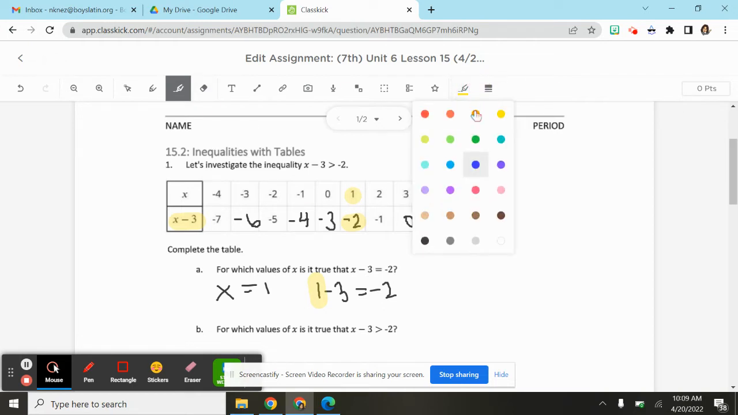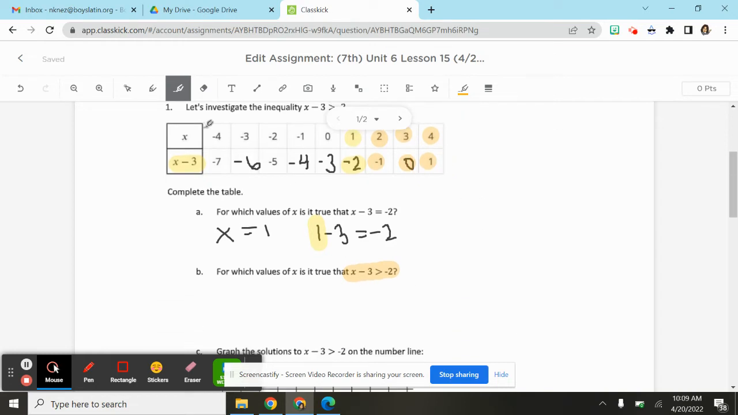In our table, we can see that x minus 3 is greater than -2 when x is 2, x minus 3 is -1. When x is 3, x minus 3 is 0. And when x is 4, x minus 3 is 1. So we know in the table that x minus 3 is greater than -2 when x equals 2, 3, and 4.